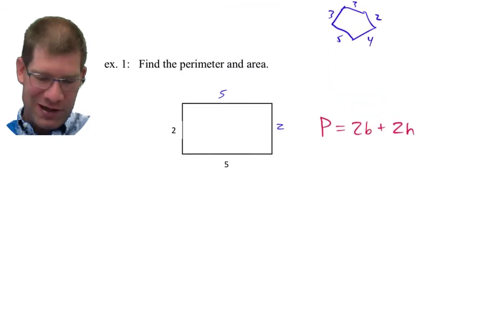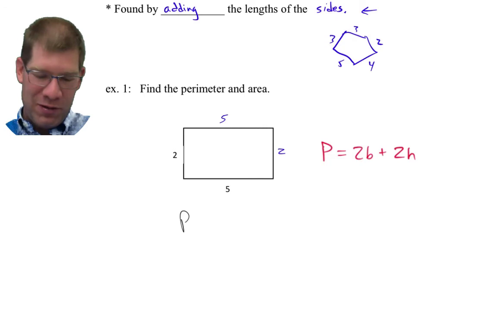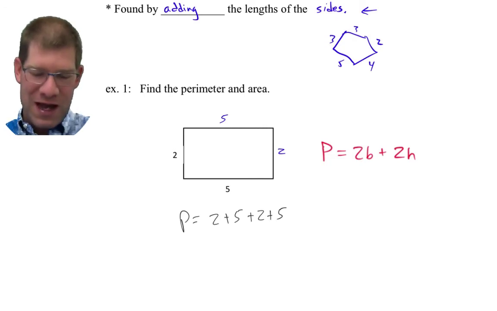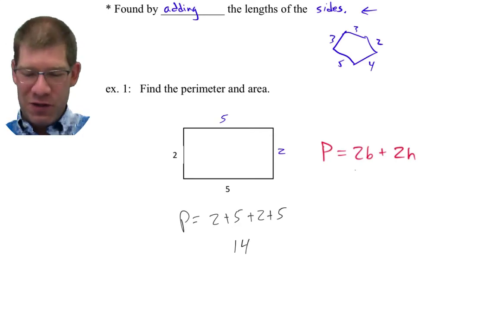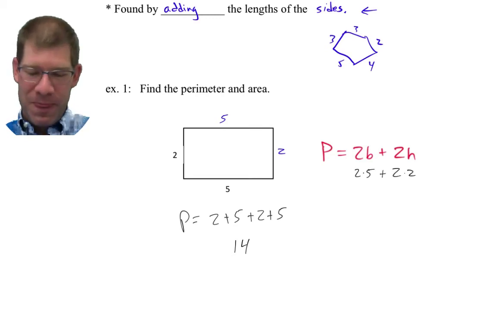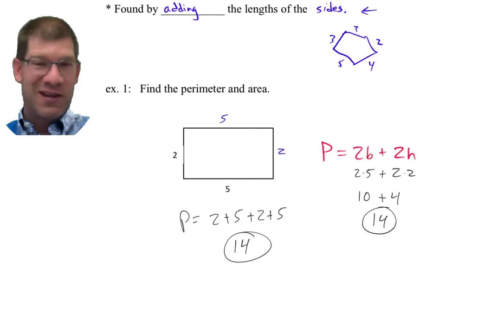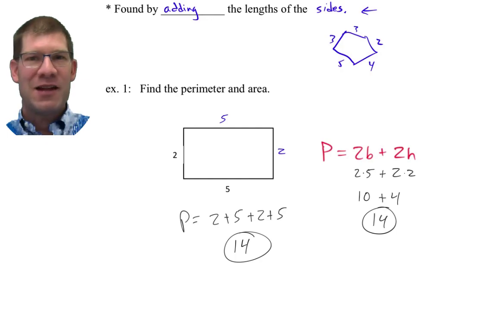I could finish this off. If you wanted the perimeter, you could say 2 plus 5 plus 2 plus 5, which gives me 14. Or if you wanted to use the equation, you could say 2 times the base, which is 2 times 5, plus 2 times the height, which is 2 times 2, and then you'd have 10 plus 4, which gives you 14. So either way you get 14. I like rocking it old school typically on these, but the choice is totally up to you. That's it. Let me know if you have questions.